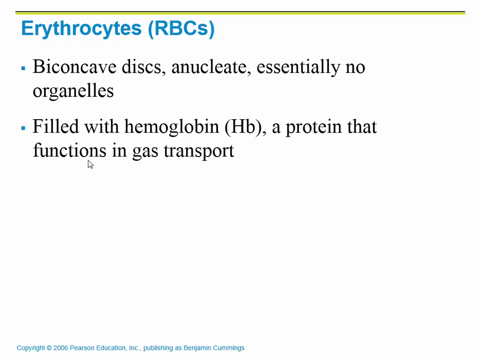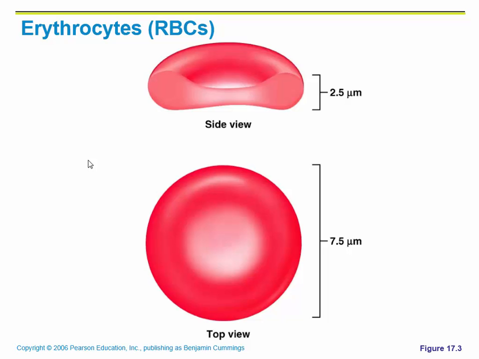So erythrocytes, or red blood cells, are biconcave discs, anucleate, meaning no nucleus, and they don't have a lot of organelles because, again, it increases the surface area for their function of transporting gases throughout the body. But they are filled with hemoglobin, and hemoglobin is a protein that the oxygen attaches to for gas transport.